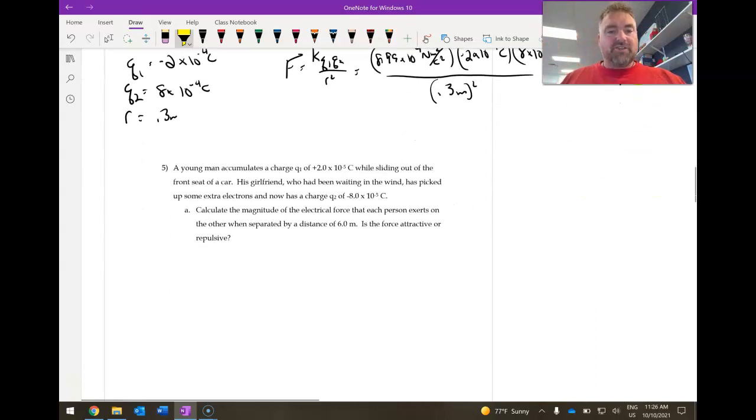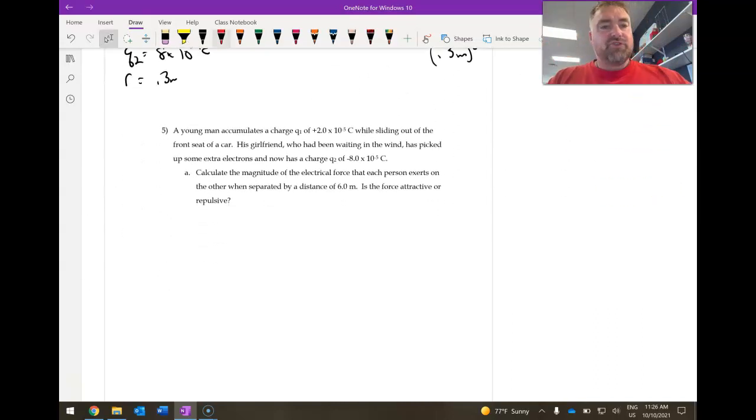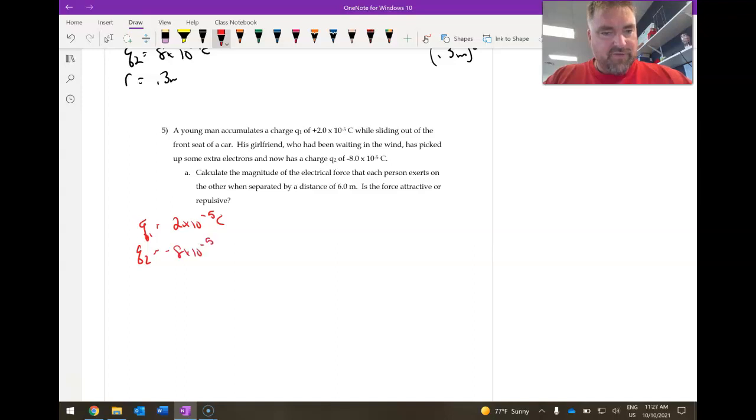All right, our last one here. A young man accumulates a charge of Q1, positive 2 times 10 to the negative 5th coulombs. His girlfriend has a charge of negative 8 times 10 to the negative 5th coulombs. Right off the bat, you're thinking this has got to be an attractive force, because one's positive, one's negative, and opposites attract. We know the distance between them, so my R is 6 meters. We're looking for the force between them.